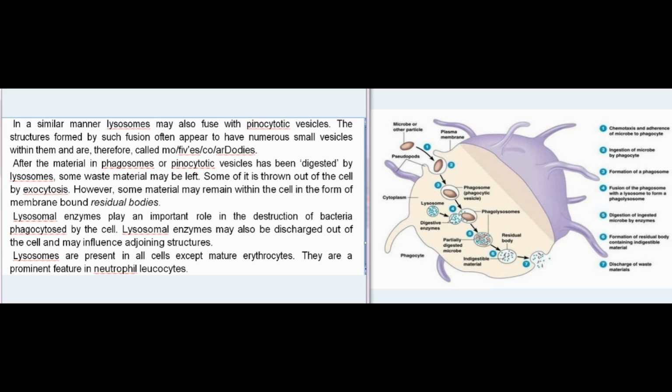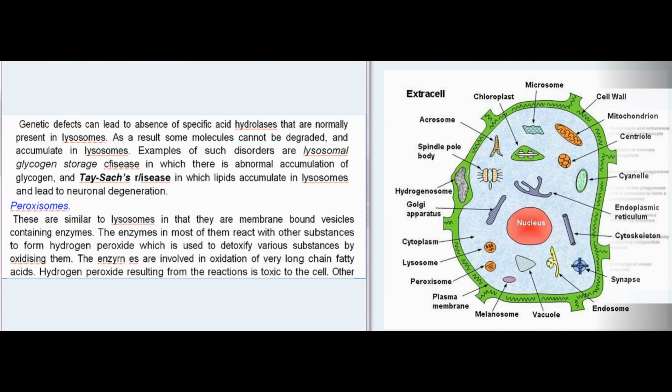Lysosomal enzymes play an important role in the destruction of bacteria phagocytosed by the cell. Lysosomal enzymes may also be discharged out of the cell and may influence adjoining structures. Lysosomes are present in all cells except mature erythrocytes. They are a prominent feature in neutrophil leukocytes. Genetic defects can lead to absence of specific acid hydrolases that are normally present in lysosomes.